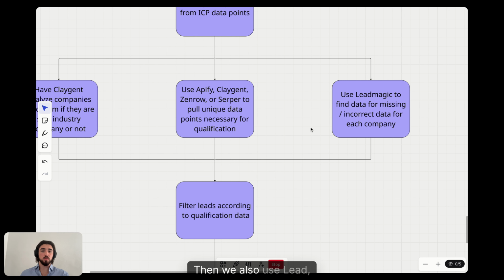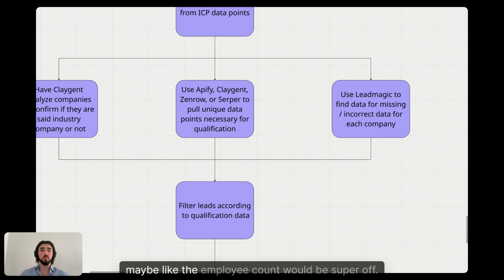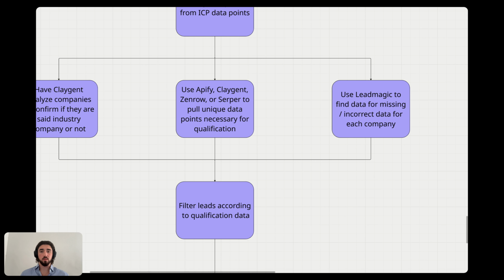Then we also use Lead Magic to find any missing data points or incorrect data. So sometimes we'll pull a list from like some other database, and maybe like the employee count would be super off. Let's say like they only have 5 to 10 employees, but in reality they have like 10,000 plus. Lead Magic helps us make sure that any of these missing data points on like company size or industry or company description, Lead Magic can find this for us, and we'll have that there.